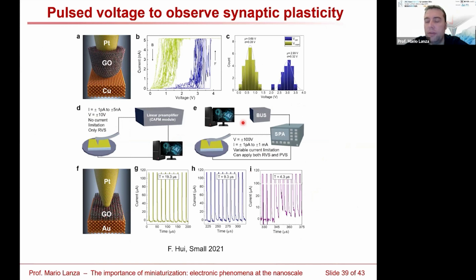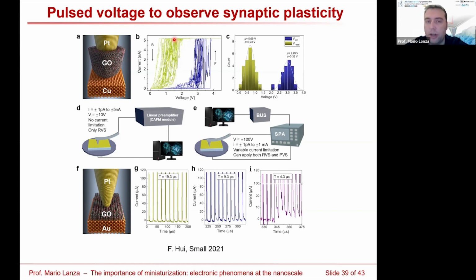Another thing that we have done recently with conductive AFM is to measure synaptic plasticity. Synaptic plasticity is something that takes place in some resistive switching devices, and it can be very useful for some kinds of artificial neural networks. With a standard AFM, we observe that the device shows threshold-type resistive switching, because this resistive change that we observe between the forward and the backward sweep is not volatile.